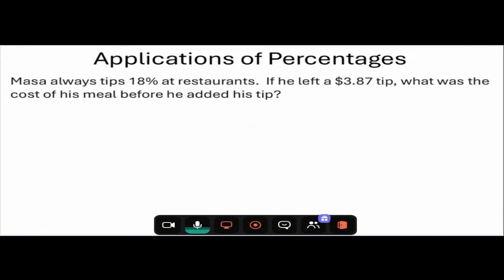Here's another one. Massa always tips 18% at restaurants. If he left a $3.87 tip, what was the cost of his meal before he added his tip?